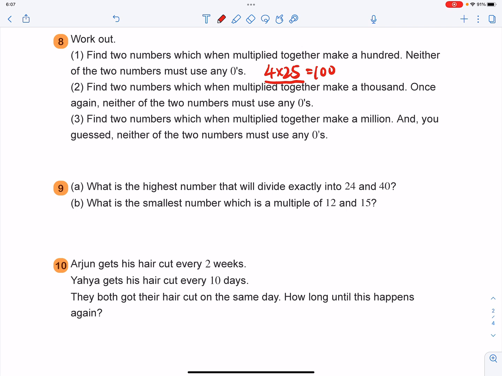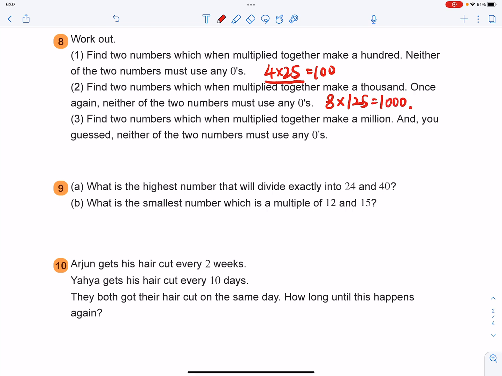And find two numbers which, when multiplied together, make 1,000. Once again, neither of the two numbers must use any zeros. So 1,000, we know that is 8 times 125. Still very familiar with this.